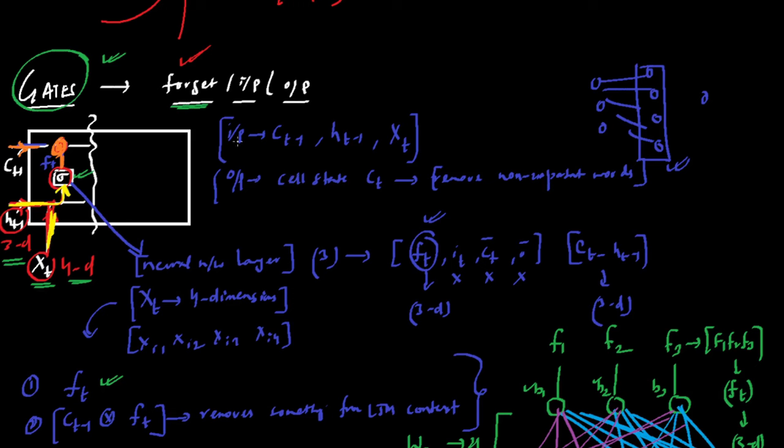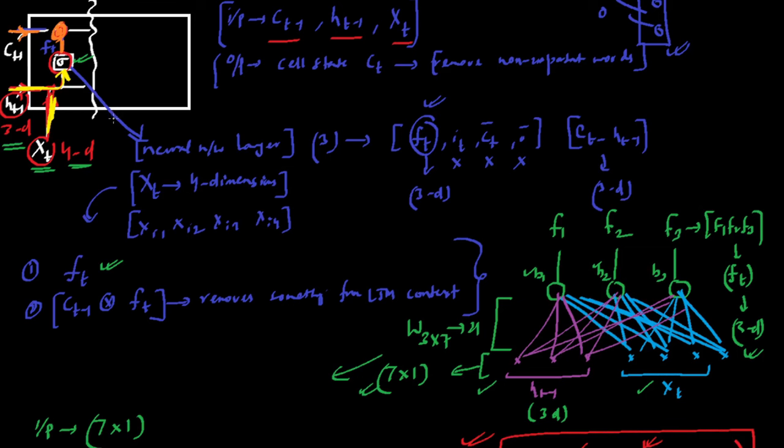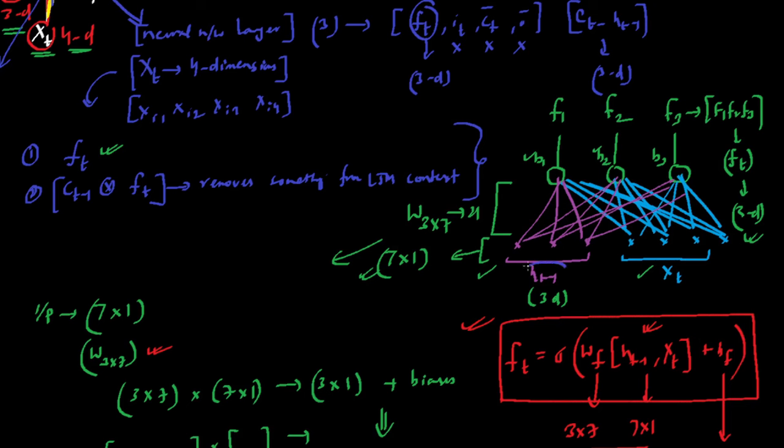So in the forget gate, everybody remembers the input of forget gate is CT-1, HT-1 and XT, right? The output is basically the cell state, which is CT, which removes the non-important words. And there is a sigmoid function here. So sigmoid function has three nodes. And HT-1, let's assume we have 3 dimensions, XT has 4 dimensions. So to your sigmoid function goes the concatenated input of HT-1 and XT. So here I have shown HT-1 and XT. So that's why it is a 7x1 matrix. In between you have sigmoid functions, which is your 3x1. And then ultimately you get a 3x1 matrix, which is your FT.